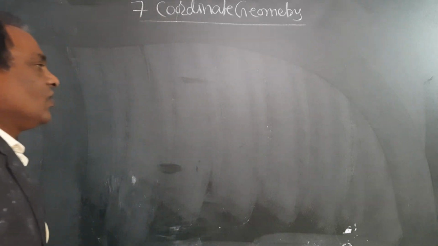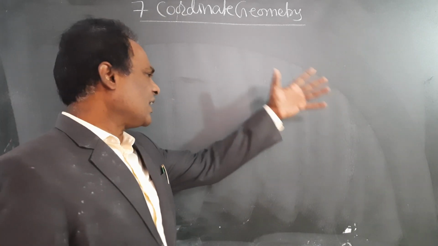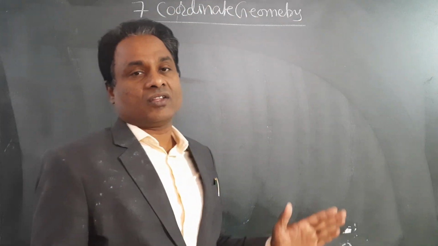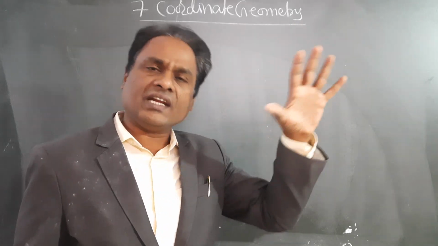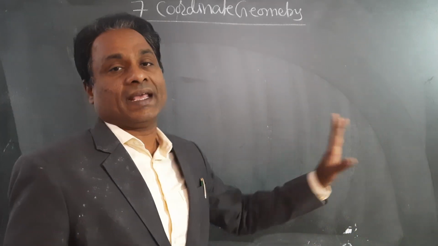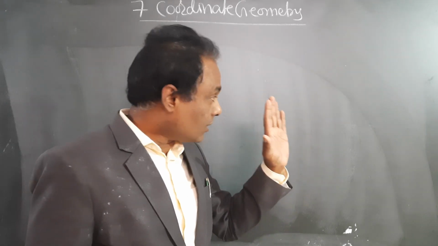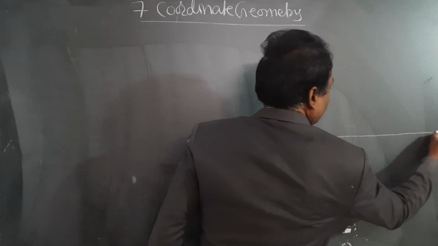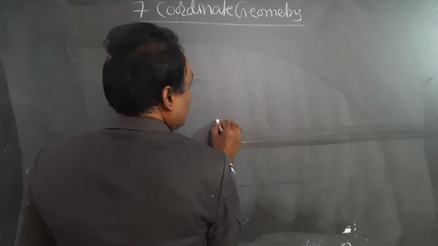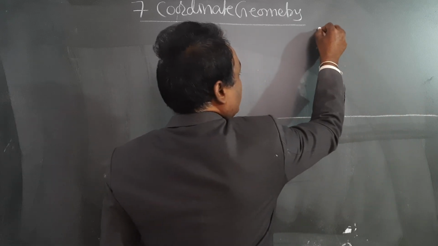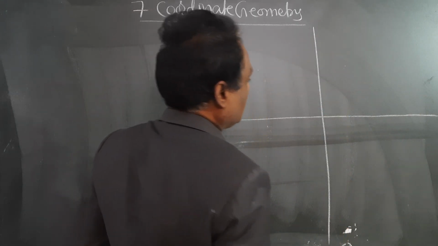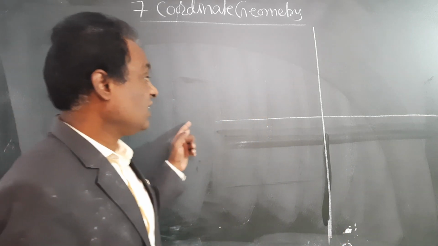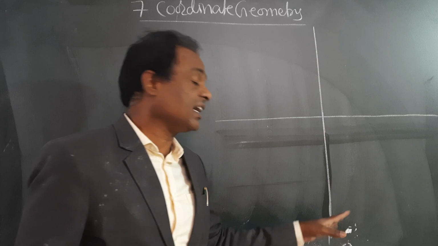See students, what is a coordinate system? So see, in a space, this is a plane. Suppose if you are using a sheet, it is a plane. On this plane, we take two reference lines. This is a horizontal reference line and this is a vertical reference line. In a plane, we take two reference lines.